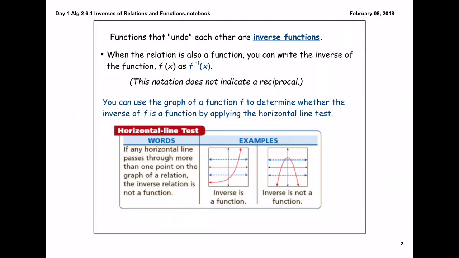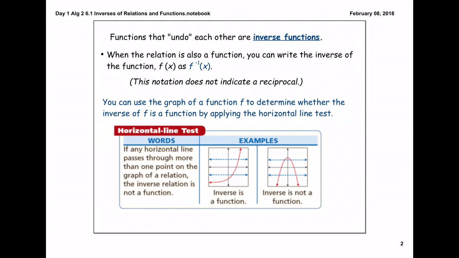Functions that undo each other are called inverse functions. When the relation is also a function, you can write the inverse of the function f of x as f to the negative first power of x. This notation does not indicate a reciprocal.